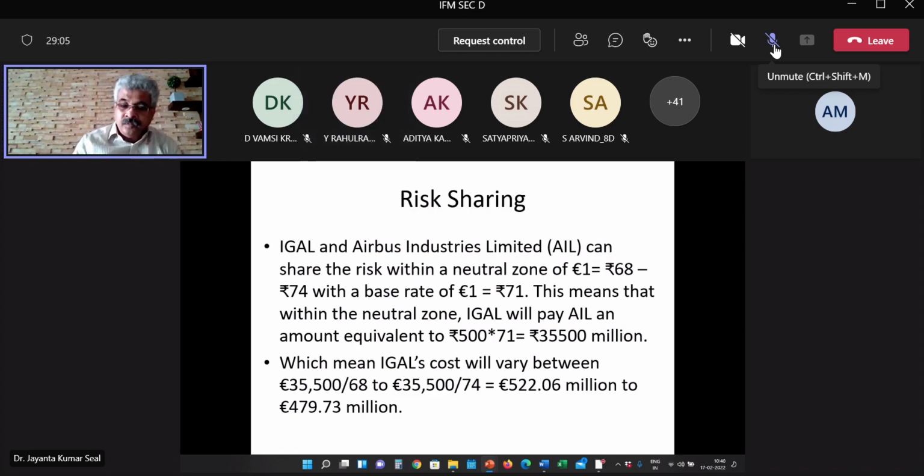Is this clear? Now, suppose it goes beyond the lower boundary or upper boundary of the neutral zone. One thing is clear. If the exchange rate falls below 68, it is a profit. Why? Indigo can buy euro at a lower price. So the profit will be shared by them. Similarly, if the exchange rate goes beyond 74, there is a loss. The loss will also be shared by them. That is what is called risk sharing.